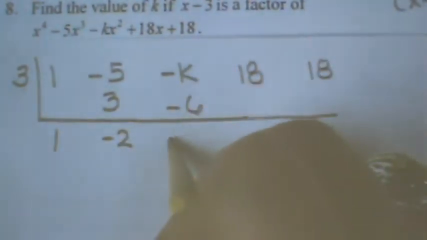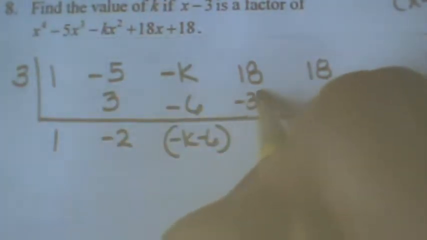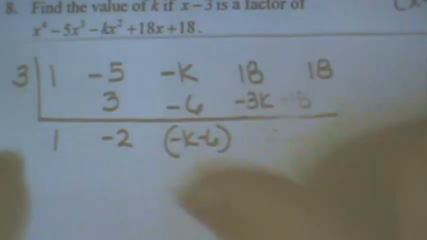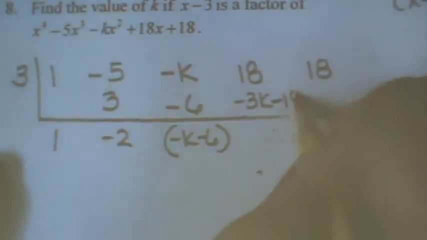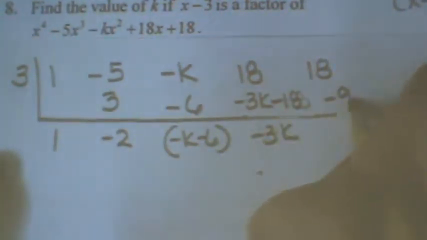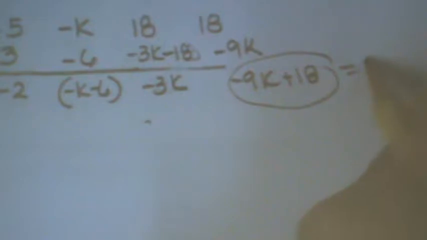So bring down the 1. 3 times 1 is 3, and add. Multiply. This is negative k minus 6. Then you multiply. Negative 3k minus 18, sorry. Minus 18. Add. You get negative 3k. And then this is negative 9k. Add negative 9k plus 18. And then this would have to be a 0 remainder. So you could have done it this way also.